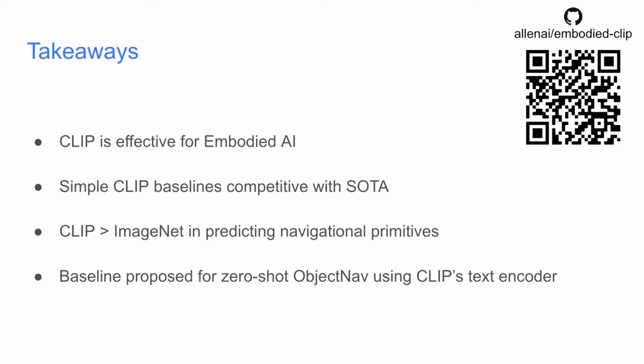We demonstrated the effectiveness of CLIP representations for navigation-heavy embodied AI tasks, even beating specialized architectures at some challenges. To diagnose CLIP's effectiveness, we studied how well these representations encode relevant primitives for navigational tasks, and found that CLIP models outperformed their ImageNet counterparts. Finally, we also leveraged CLIP to enable an initial baseline for zero-shot object nav in RoboTHOR.